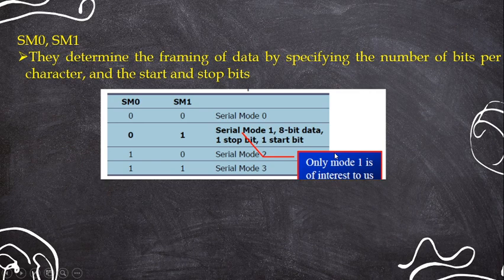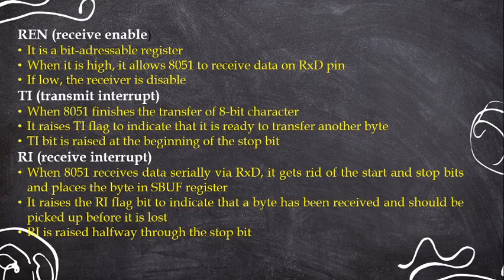In our discussion here, the key interest would be on setting SM0 and SM1 to 0, 1, that is serial mode 1. Then the second one we have is the REN, that is receive enable. This is a bit addressable register. When it is high, it allows the 8051 to receive data; if low, the receiver is disabled. So for serial communication to take place through the UART, the controller has to be activated for receiving the data. How do you activate that? By setting bit 1 in the REN register.